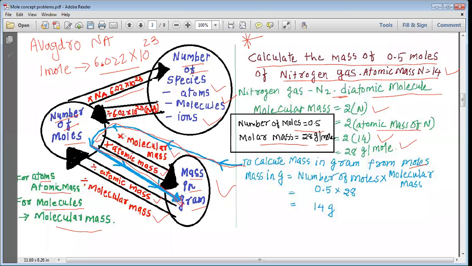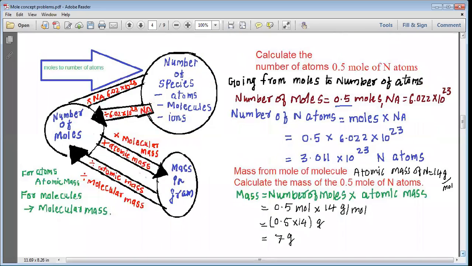So the number of moles, if they are multiplied with the molecular mass, we will find the exact answer. When the number of moles is multiplied with the molecular mass, we will get mass in gram. Therefore, mass in gram is equal to number of moles multiplied by molecular mass. Number of moles is 0.5, molecular mass is 28, and by multiplying 0.5 with 28, we get 14 gram. This is how, my dear students, we get the answer for this question.